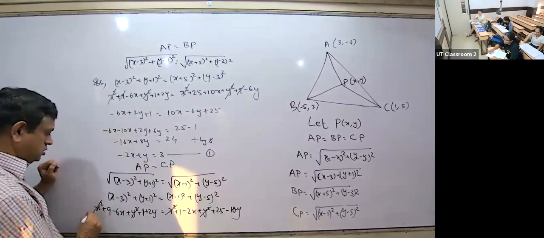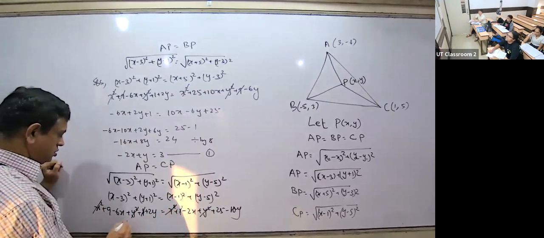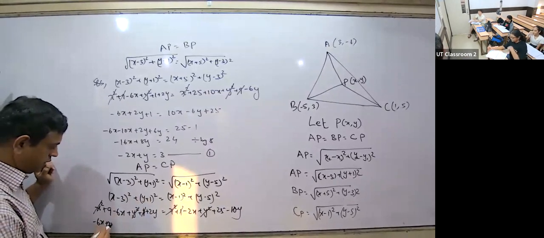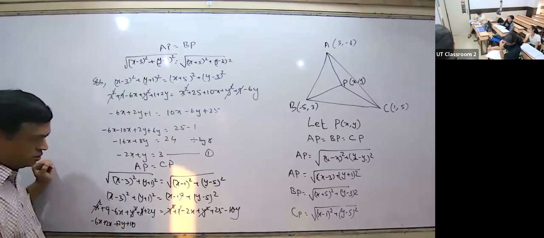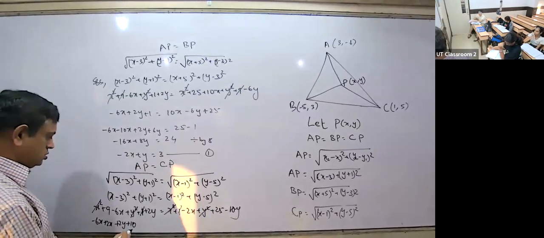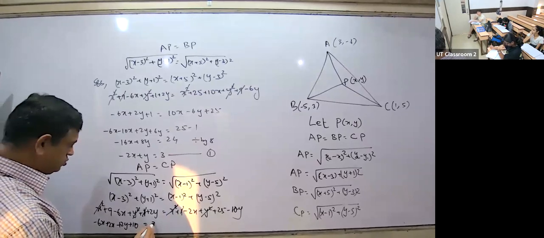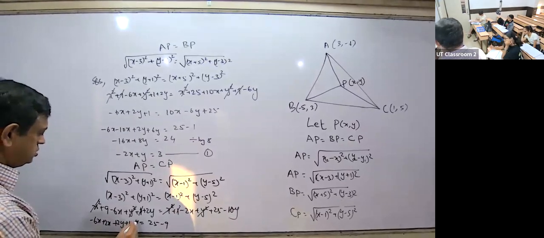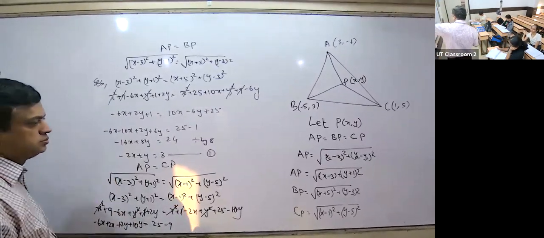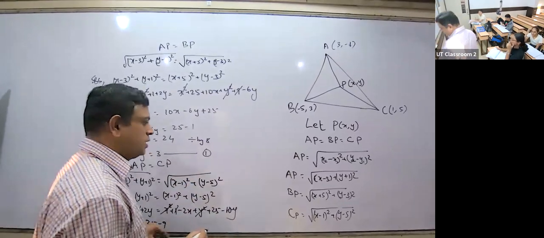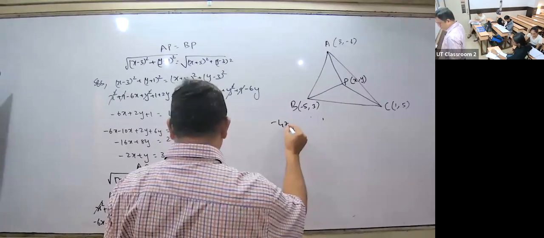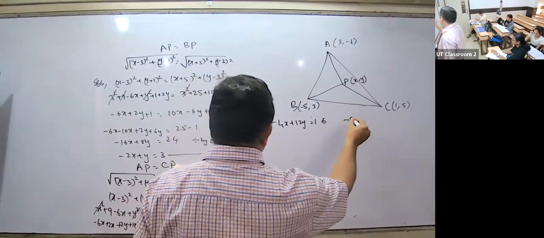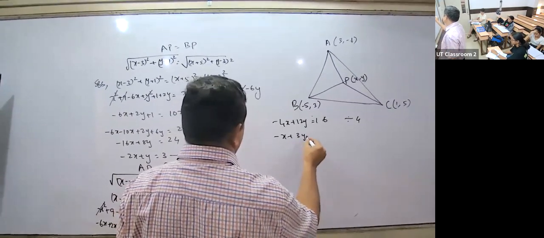So what do we get? Minus 6x, and I'll bring over here plus 2x, plus 2y plus 10y. Yes or no? Is equal to what is here, 25 minus 9. That is minus 4x plus 12y is equal to 16. Divide by 4. Minus x plus 3y is equal to 4.